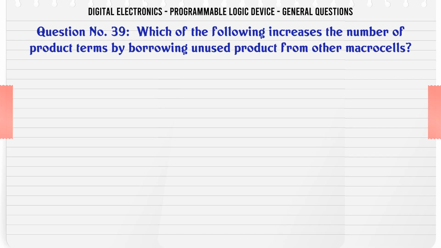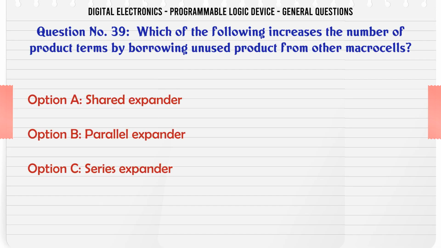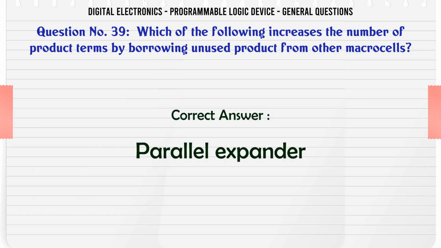Which of the following increases the number of product terms by borrowing unused product terms from other macrocells? A. Shared expander. B. Parallel expander. C. Series expander. D. Slice expander. The correct answer is parallel expander.